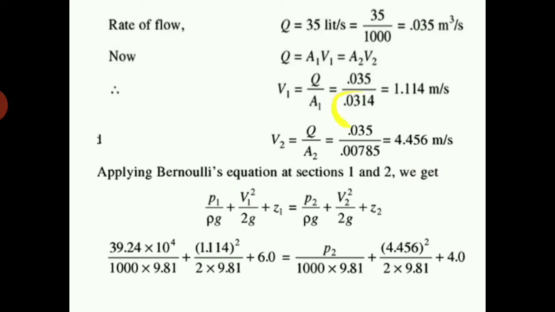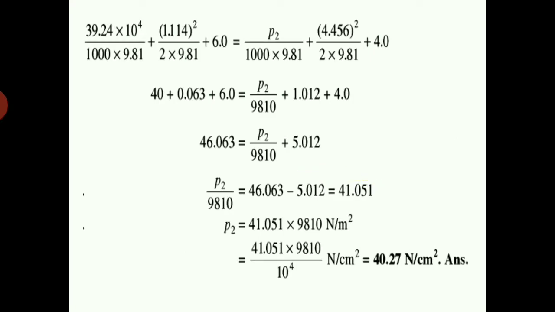So we'll be substituting this over here and we'll be getting the velocity at section 1. Similarly, we can get the value of velocity at section 2. Now substituting the value of velocity 1 and velocity 2 and all the other values in Bernoulli's equation, we get: P1 by rho g plus V1 square by 2g plus Z1 is equal to P2 by rho g plus V2 square by 2g plus Z2.